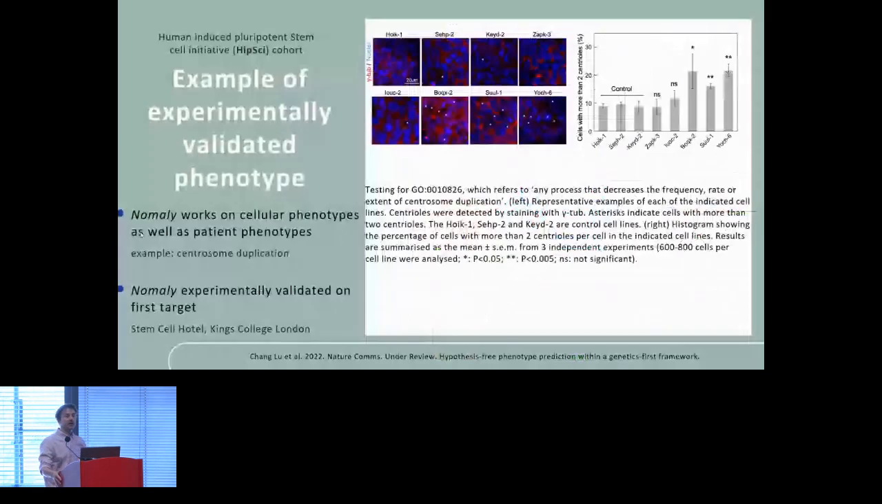This is an experimental validation done by our collaborators at King's in London. This is the HIPSCI database, so about 800 genomes, exomes, and with cell-banked 800 IPS cell lines. So we were able to make a cellular phenotype prediction here of centrosome duplication, and our collaborators ordered the cells and did this assay to check. And they saw that of the 5 out of the 800 that we predicted with this phenotype, 3 statistically significantly had a higher than usual centrosome count.